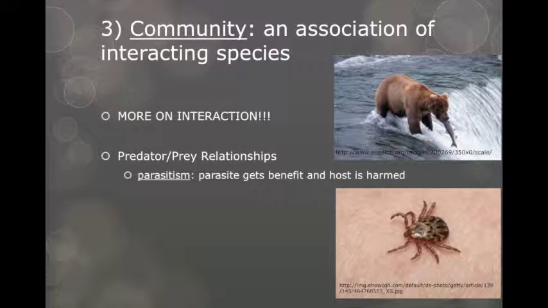For example, a tick, like in the lower right-hand corner of the slide. I have the picture of the grizzly with the salmon in the upper right, just as an example of a predator-prey relationship. But the tick is an example of a parasite where if it attaches to you or another animal, it is benefiting by getting a blood meal and it is harming its host by taking blood away from it.